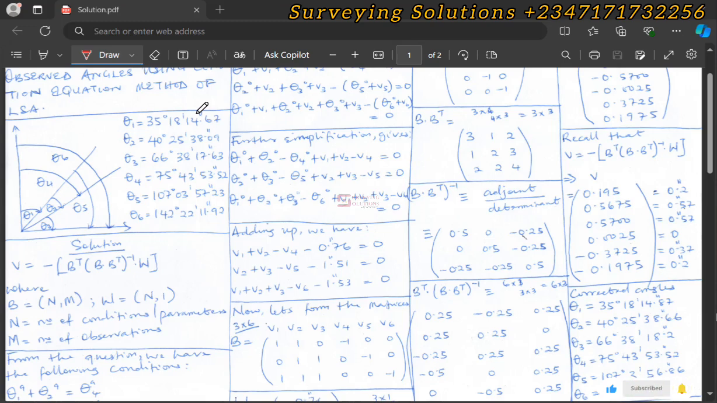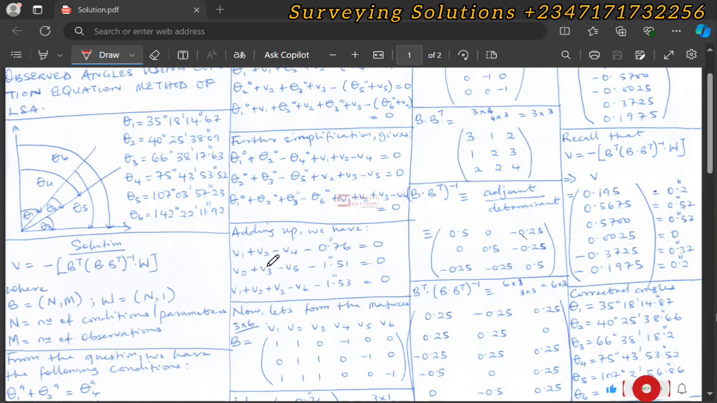Good. When you add those two together, you subtract it from theta 4, which is 75 degrees 43 minutes 53.52 seconds. If you have done that correctly, you are going to have minus 0.76 seconds. Are we together? Now, how did we rewrite it like this?